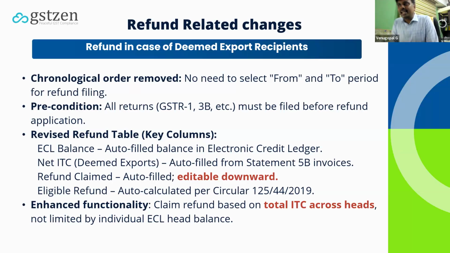Then in case of a deemed export, there is no need to select the from and to period for refund filing, because there are conditions for a deemed export. If those conditions are taken care of, then the refund is permitted. In case of the electronic credit ledger balance, there is no question of refund. It's only the cash balance that one can take as a refund. But under any other category, if there is anything left, that can be obtained.